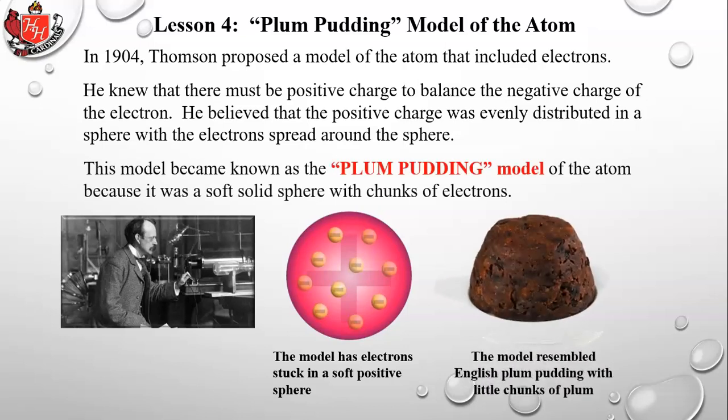This model was known as the plum pudding model of an atom because it was a soft, solid sphere with chunks of electrons. So that's English plum pudding. It's not what we think of as pudding here in the United States. It's more like kind of a cake, kind of a structure, kind of a substance or a food. And so that's what they likened his model to, was English plum pudding.